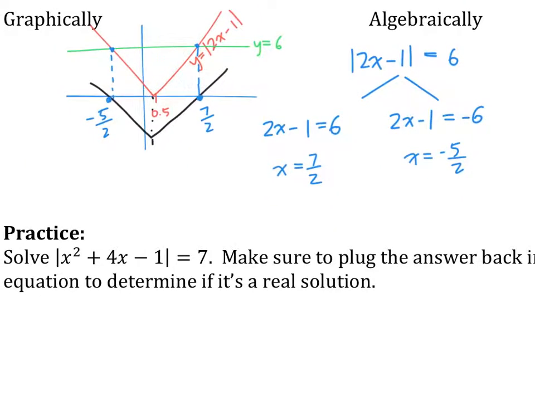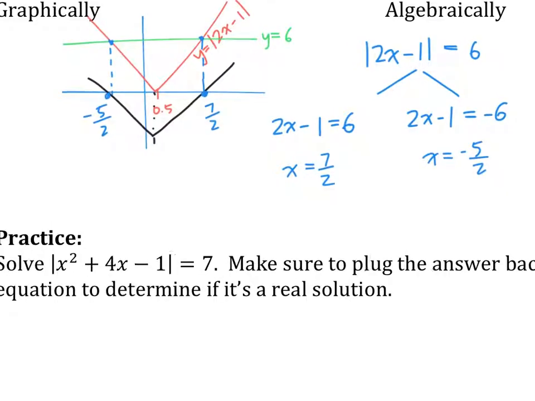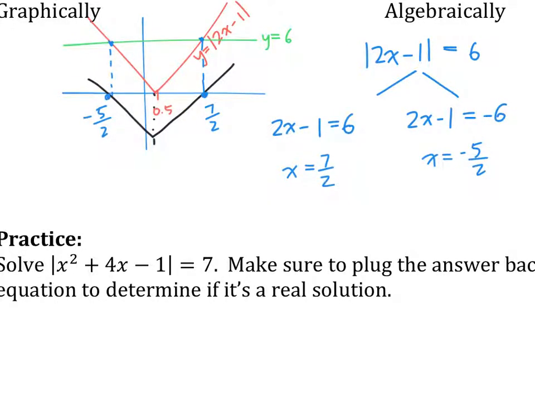Okay, let's look at this next question. This one's a little bit strange because you probably have not seen something like this. Absolute value of this quadratic equals 7.